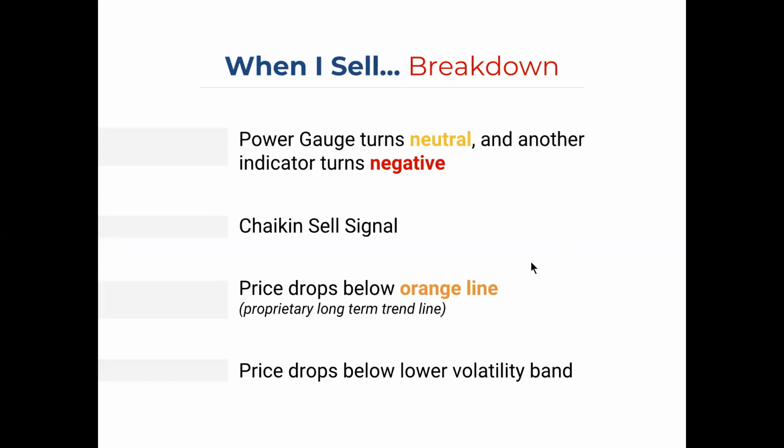Now the other scenario of when to sell is if you're sensing there's a breakdown. And I have two examples to show you here on how you know when a stock is breaking down. There's a couple of tells. Power gauge turning negative, and another indicator like money flow or relative strength turning negative. Certainly if you get a sell signal, one of those red triangles popping up on a stock you own, take a very close look. Or if the price drops below that orange line, that 200-day moving average, or price drops below the lower volatility band.